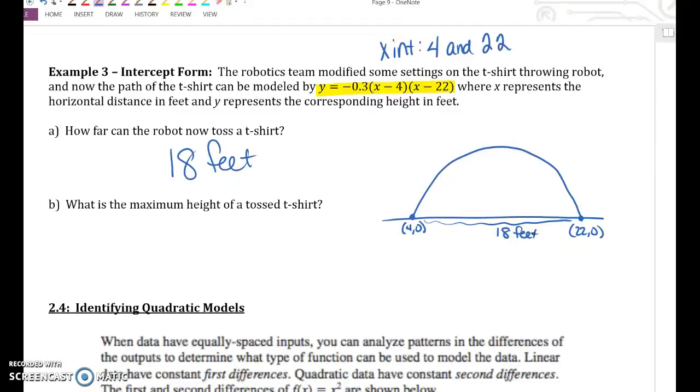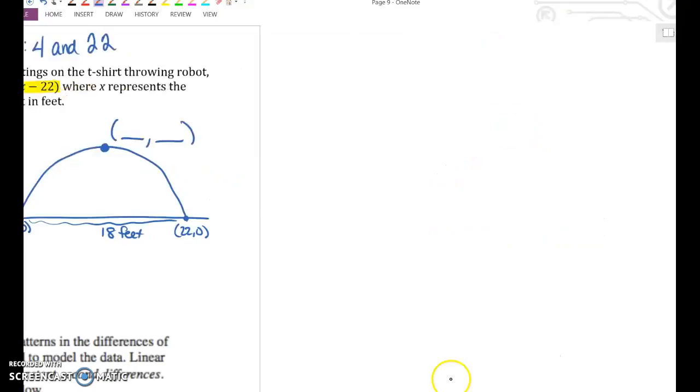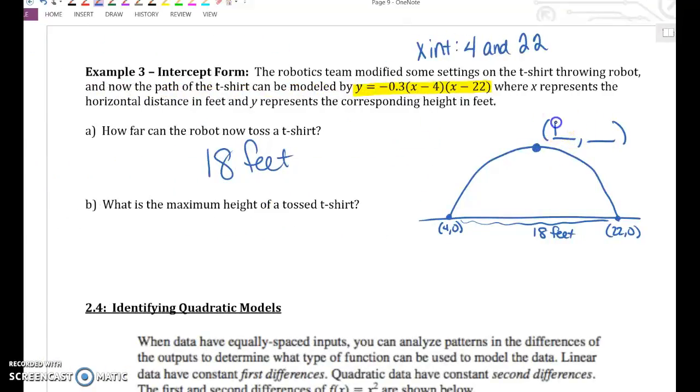What is the maximum height of a tossed t-shirt? We can pretty easily figure out the first part of this vertex. We need to find the point that's halfway between 4 and 22. So 9 feet away from 4 and 9 feet away from 22, or add 22 and 4 together to get 26. 26 divided by 2 is 13. So 13 feet is the horizontal location of this vertex. To find the corresponding height, we need to plug 13 in.